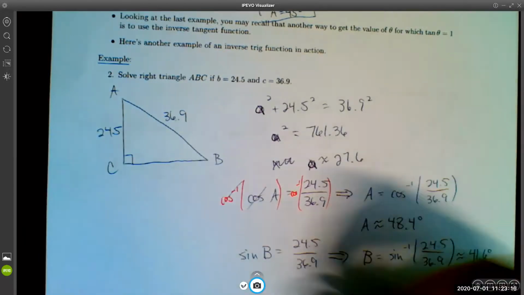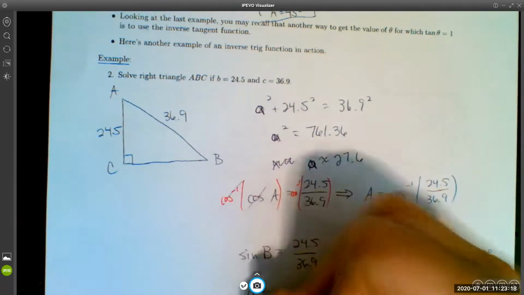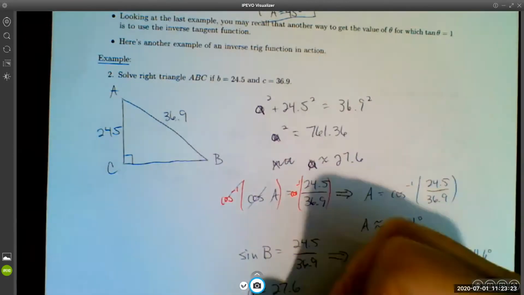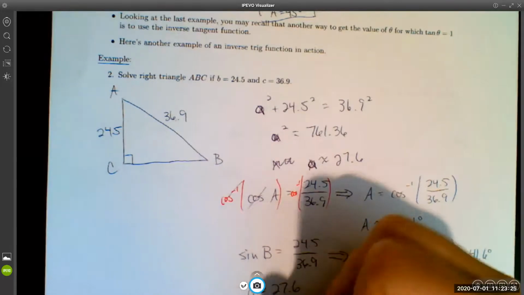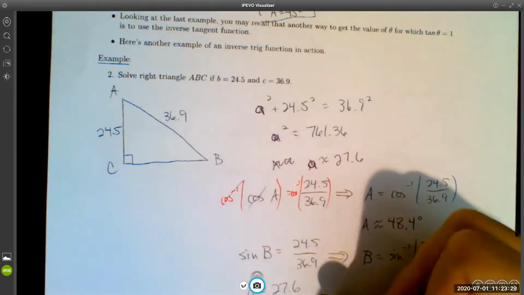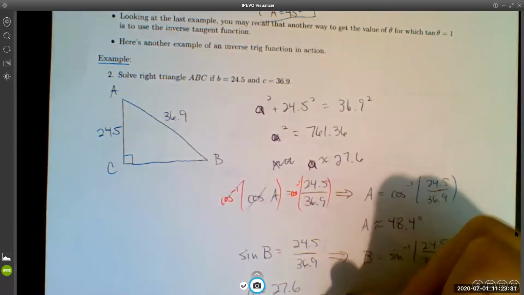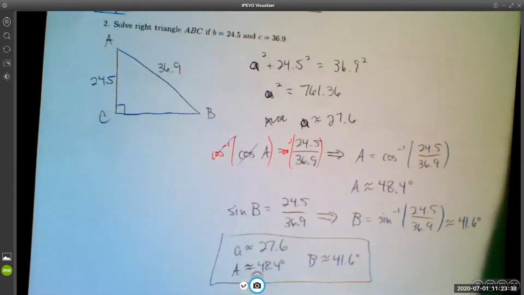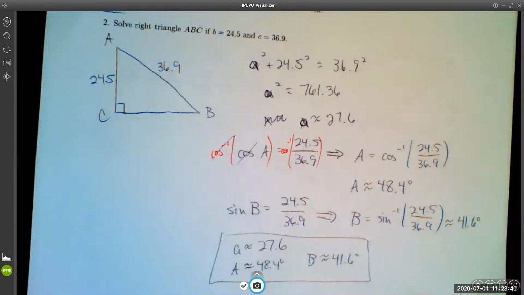Okay, so little a is about 27.6. Angle A is about 48.4 degrees, and angle B is about 41.6 degrees. Okay, and that's how we would solve a right triangle using an inverse trig function when necessary.